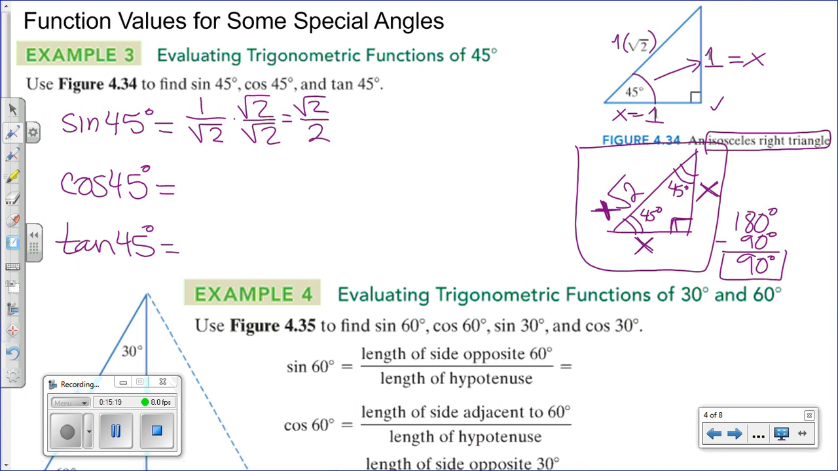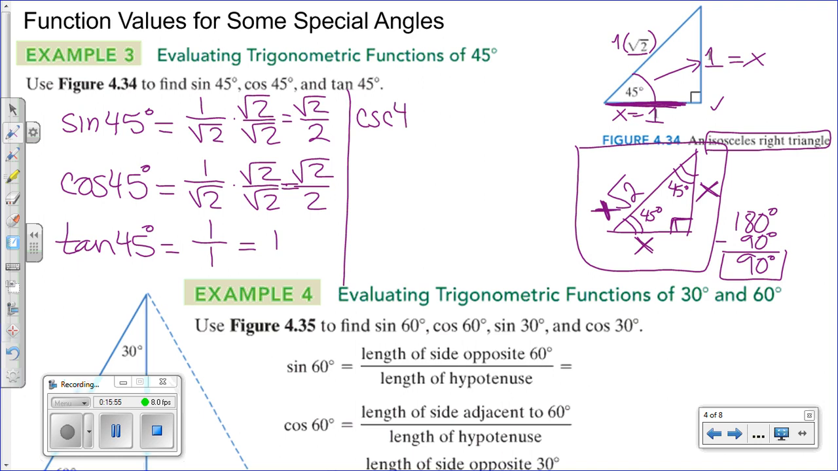All right. Cosine. Look at the drawing. So the cosine is the adjacent side over hypotenuse. So that will be 1 over the square root of 2. Again, we rationalize. And we get the square root of 2 over 2. Tangent, it is opposite over adjacent. 1 over 1. And that equals 1.